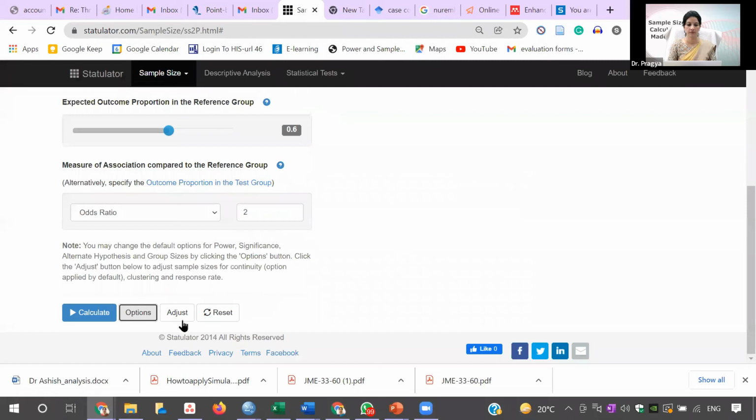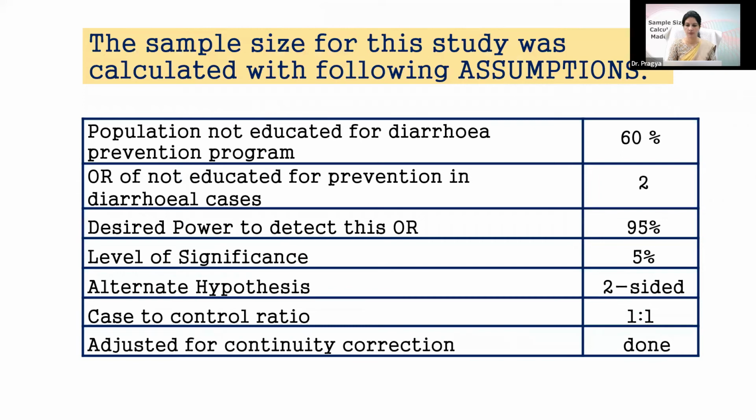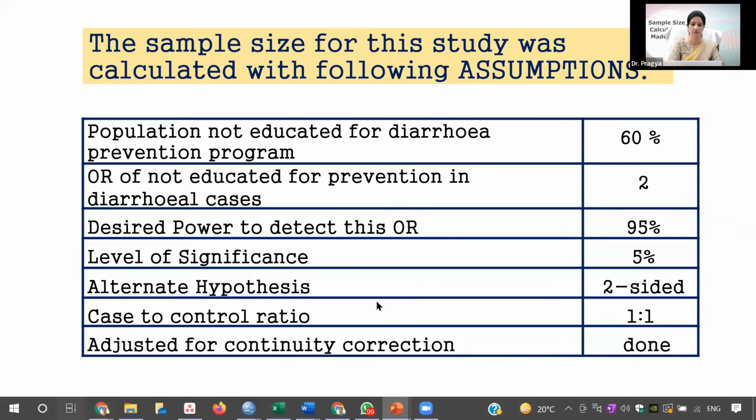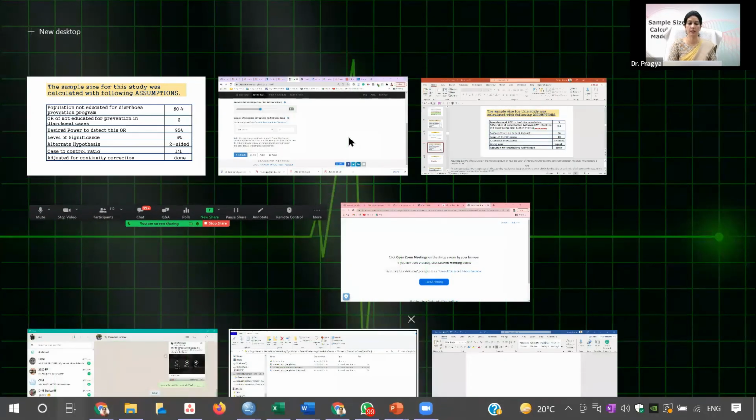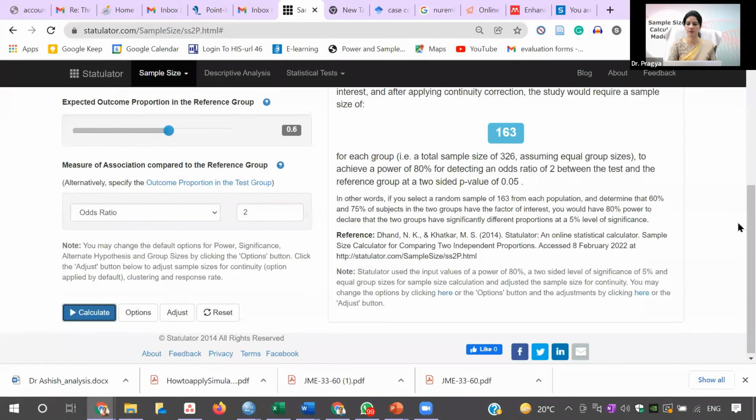And then these two things are the same. Let me see if any other assumptions are there. No other assumptions are there. He did not adjust for anything else, only for power he did the adjustment. So if I calculate this, then the calculated sample size is 163.